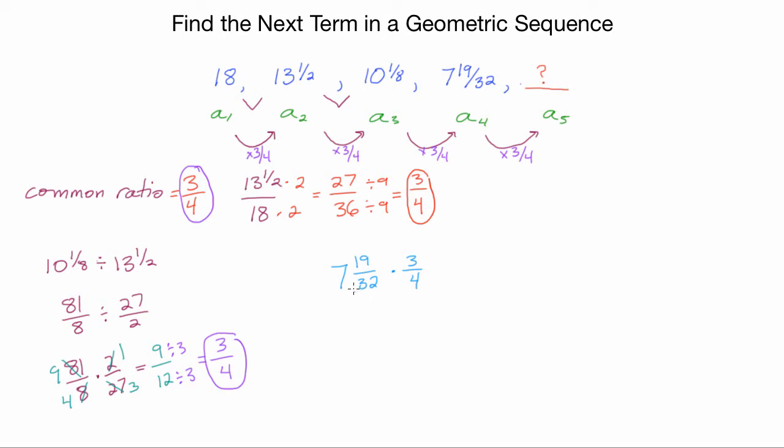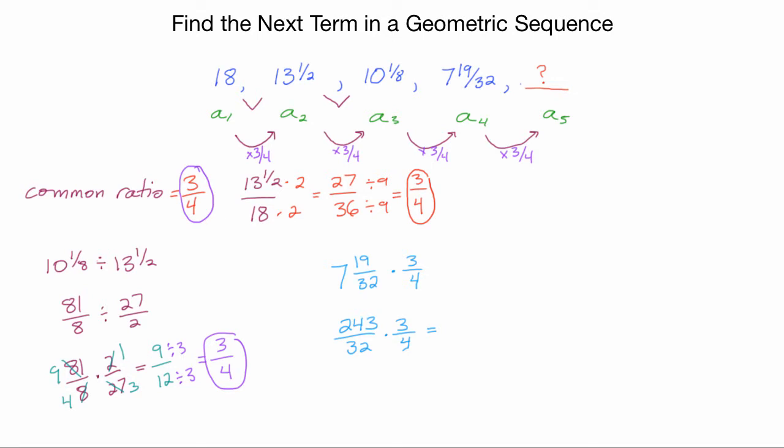All right, I'm going to change this one into an improper fraction. 32 times 7 is 224 plus the 19. And so we've got 243/32. And I'm going to multiply that by 3/4. So there we go. We just changed the first mixed number into an improper fraction.